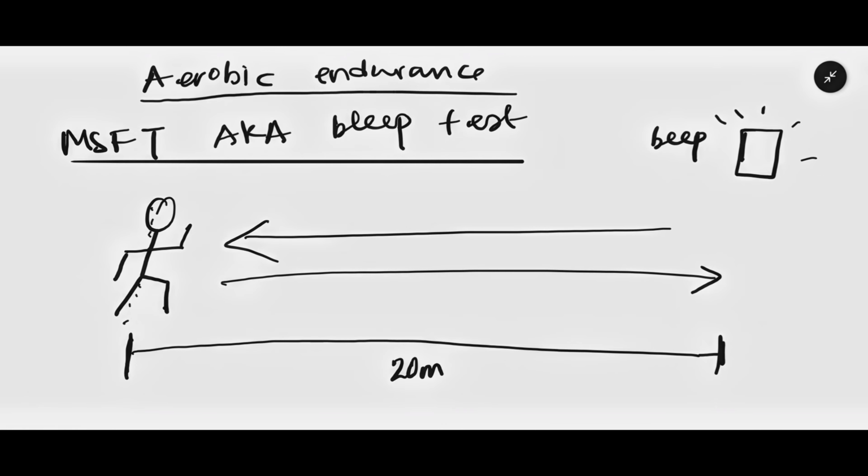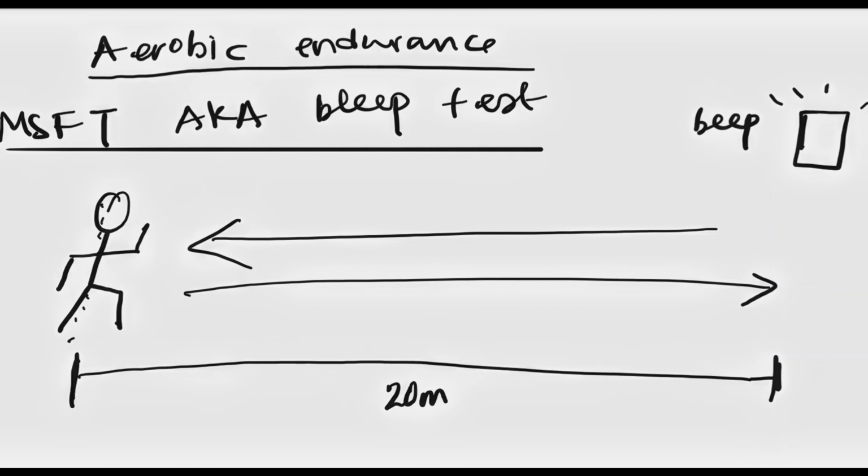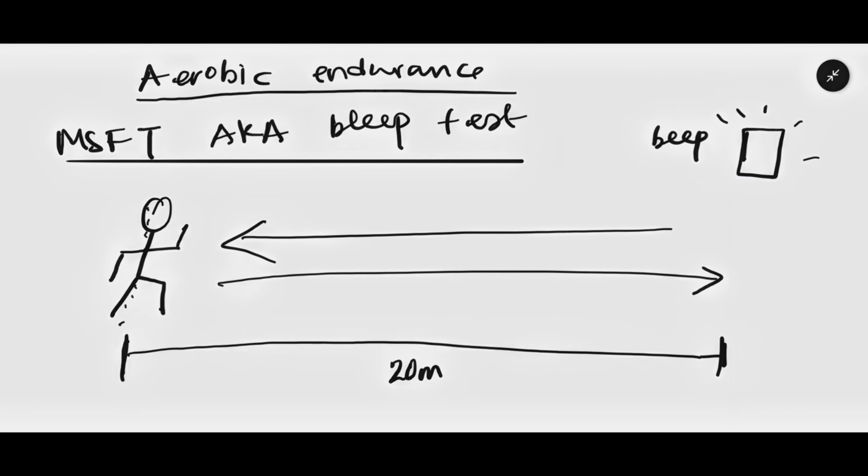But then as the test goes on, the beeps get closer and closer together. As you progress in the test, they might get to a point where it's like beep, beep, beep, beep. So it gets to the point where you're just sprinting up and down. And usually this test is done with a bunch of people, and whoever wins is the person that can last the longest without failing. So you would fail if you didn't complete laps within the beep.